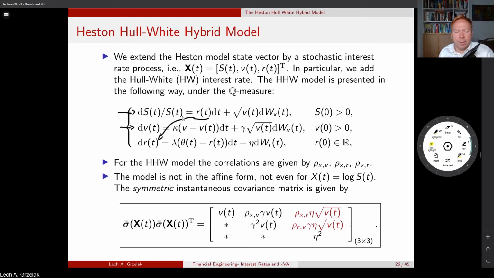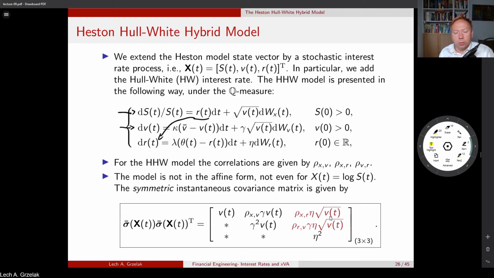Again, as in the Schöbel-Zhu case, the drift part is nicely affine. Typically, the problem is with the instantaneous covariance matrix when we look at all the squares and all the combinations. Of course, this part is a pure Heston model, so it's fine. However, if we multiply this term by this term, we see that we will have a correlation, eta, between those two Brownian motions, and we end up with a square root of v. This is illustrated here. So we can easily see that this model is not linear in terms of state variables.